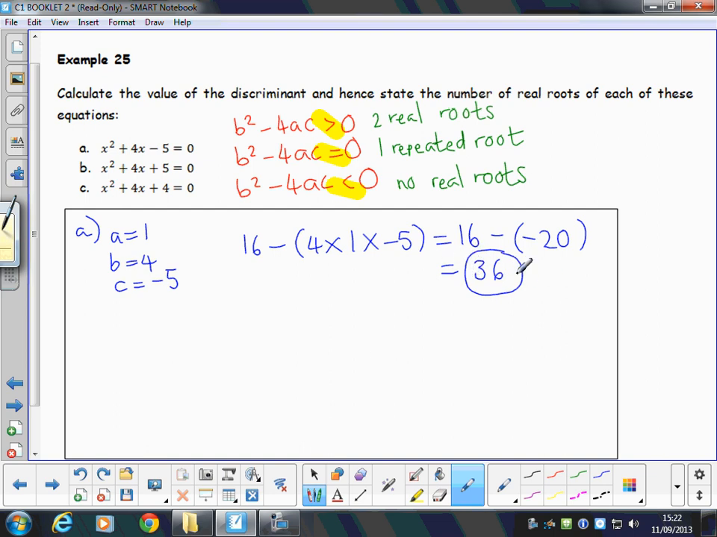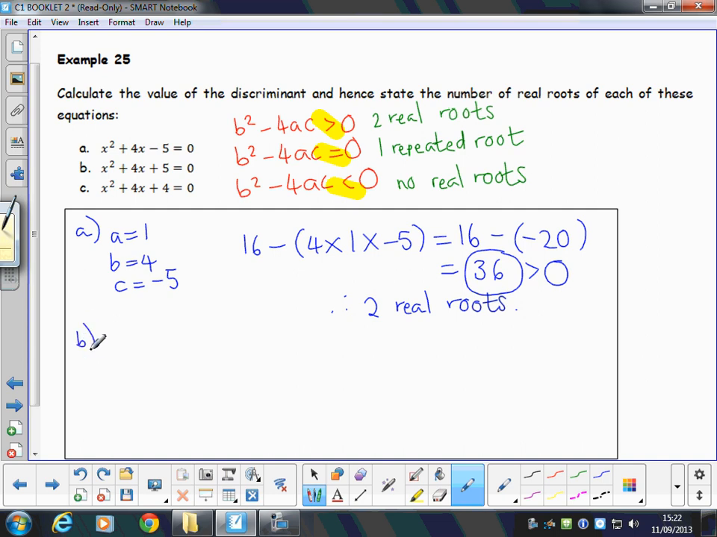So if I look at this, 36 is greater than 0. And if I look at these three properties, if b squared minus 4ac is greater than 0, that means we have two real roots. Therefore, we've got two real roots in this case.